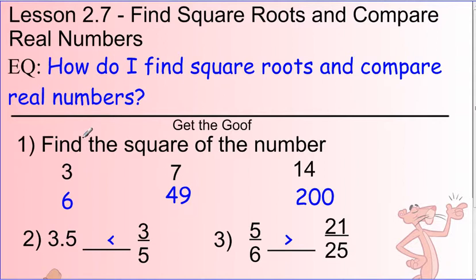The first one says find the square of a number. So when you square a number, you take the number times by itself. So 3 squared would be 3 times 3, which is not 6, it's 9. 7 squared would be 7 times 7, which is 49. And 14 squared, which is 14 times 14, it's not 200.